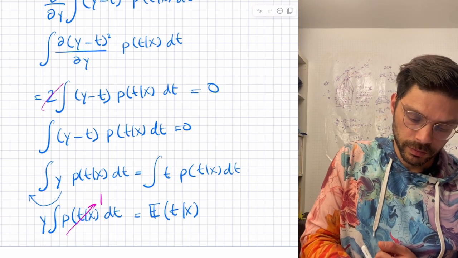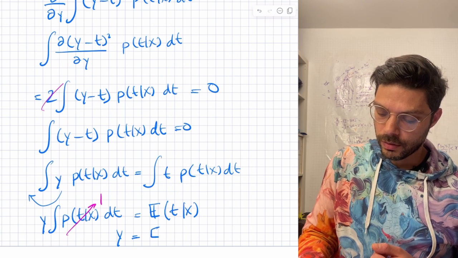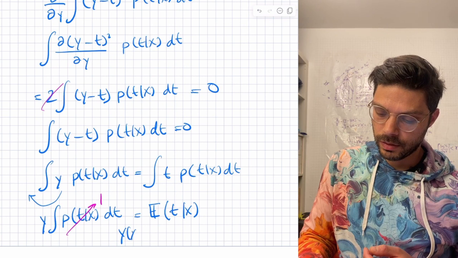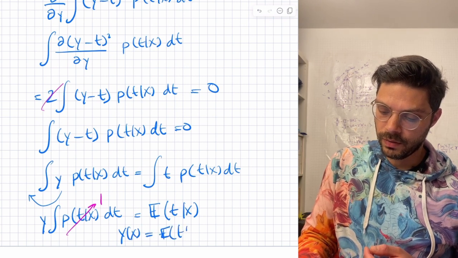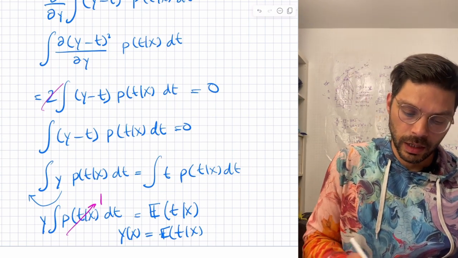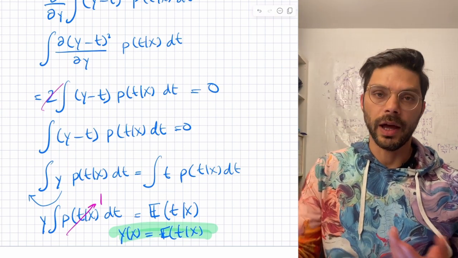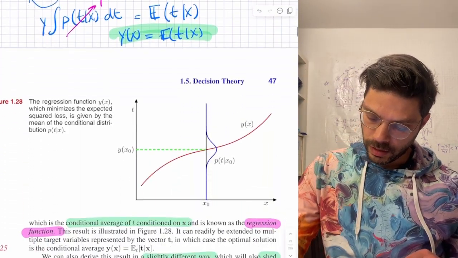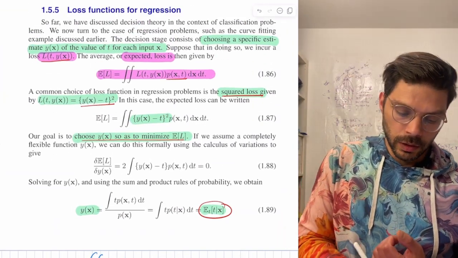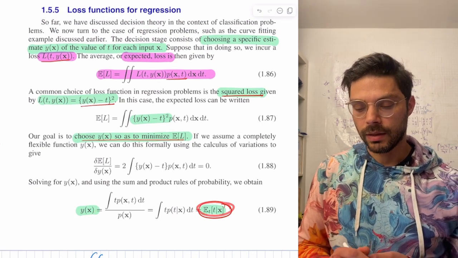So our final answer is y of x is equal to the expectation of t given x. And that's it. So you don't need any calculus of variations for this. You just optimize it pointwise, and you get the expression that we're after. Let's just check, yeah, this is exactly what he's got. So we just extremize this pointwise, and we get the answer that we're after.